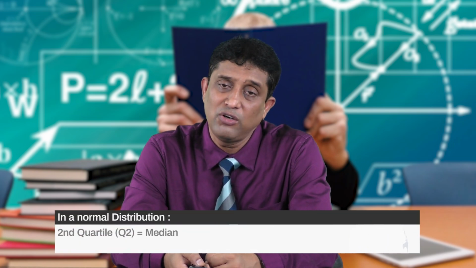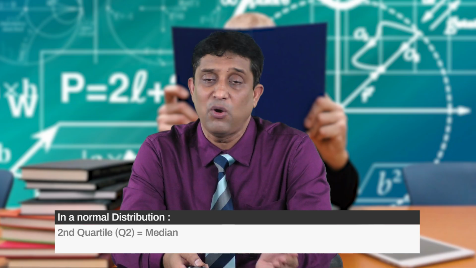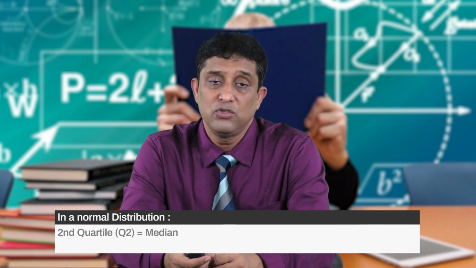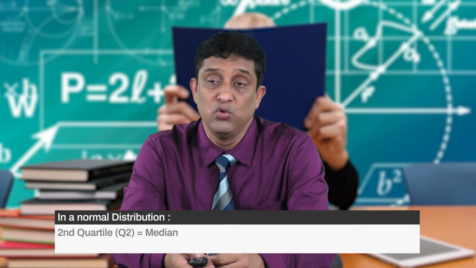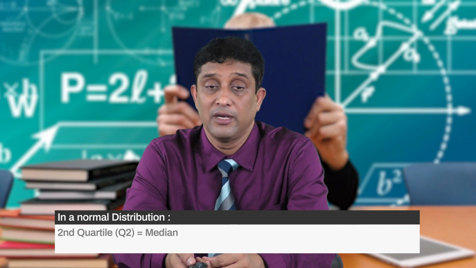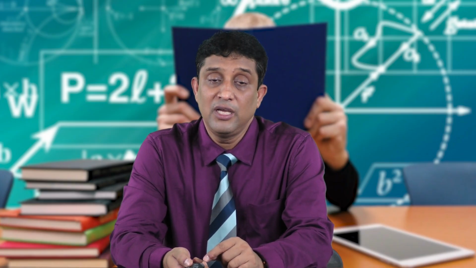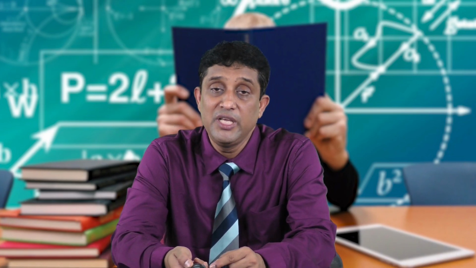And in a normal distribution, if the distribution is not skewed either at the positive side or at the negative side, the second quartile, that's called Q2, is equal to the median. Okay, so keep it in your mind. Many a time you will face such a situation: in a normal distribution, Q2 is equivalent to the median score of the distribution.